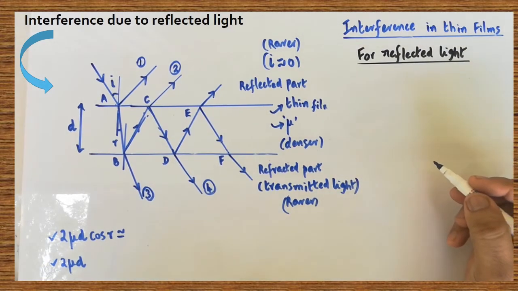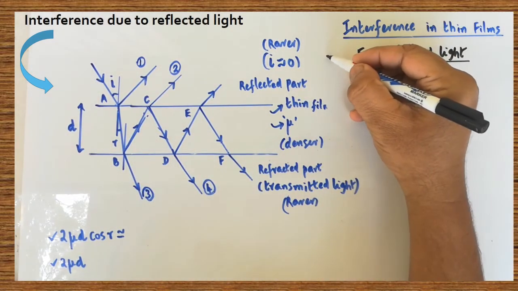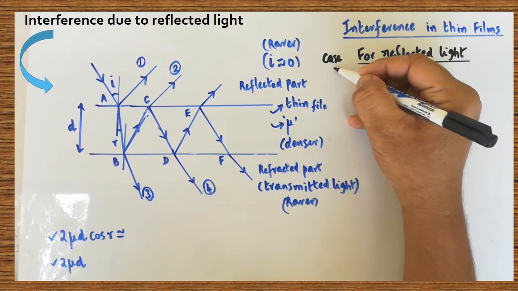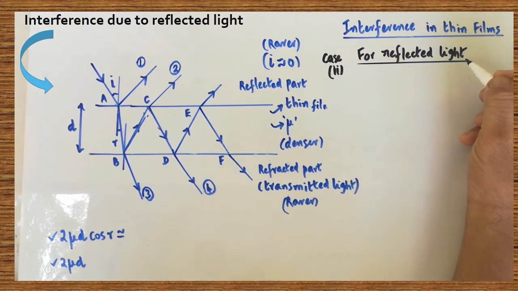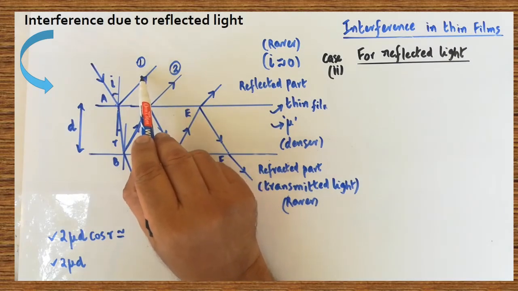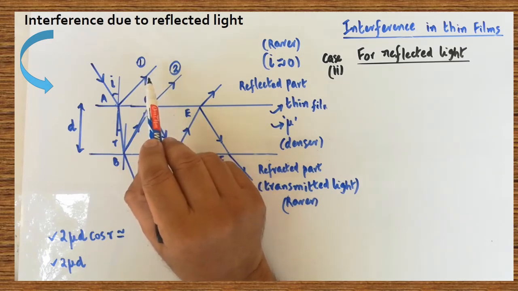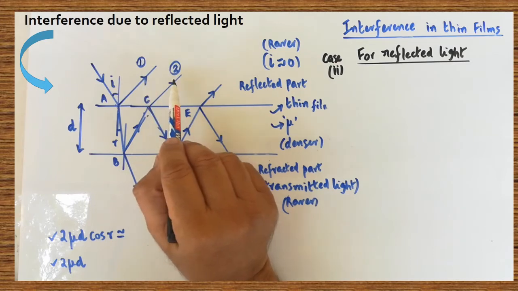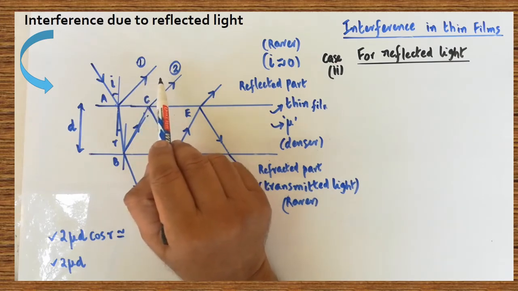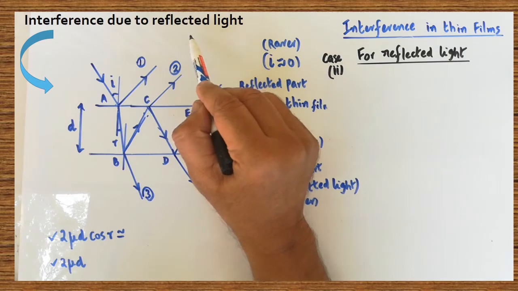Now we are going to see how the interference takes place among the rays which are getting reflected from the surface. That's why I have written the next case as for reflected light. Here we are going to concentrate only on the reflected part. Here ray number 1 and 2, both of them will act as coherent sources and they will interfere, they will superpose among themselves. Because of that, the interference will be taking place and they are capable of creating the bright and dark fringes that you can observe from here.